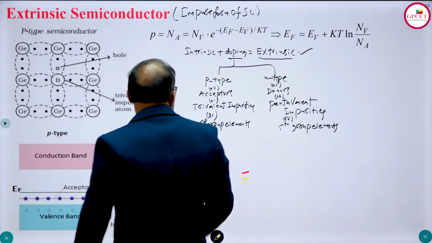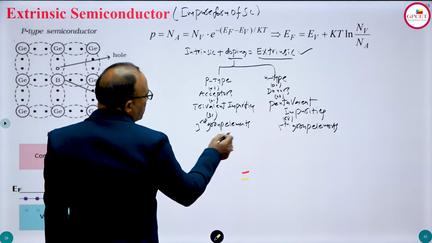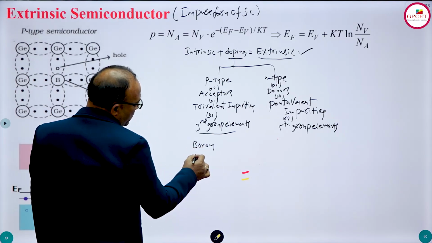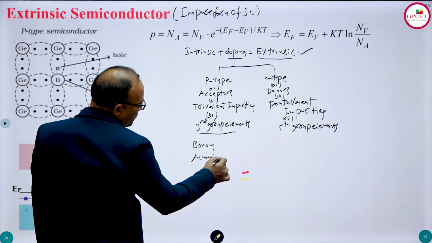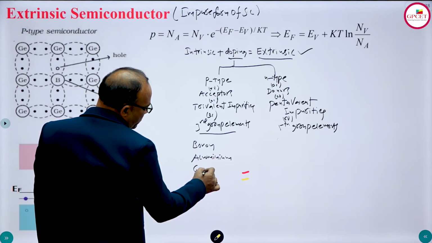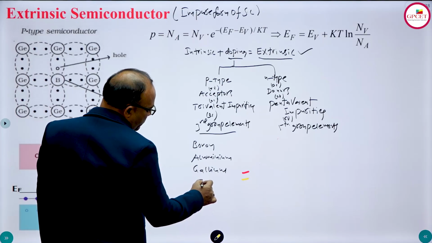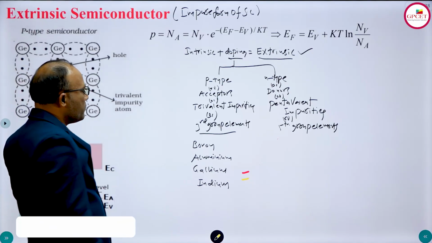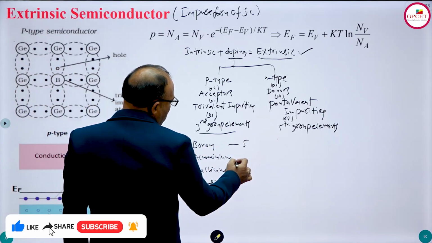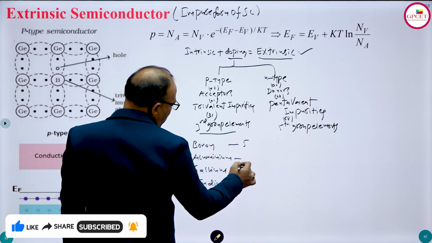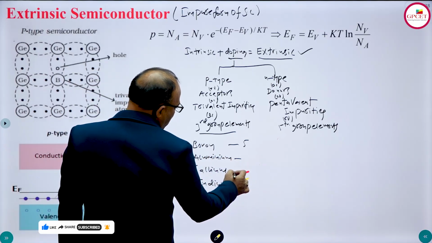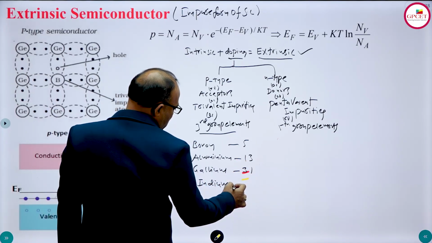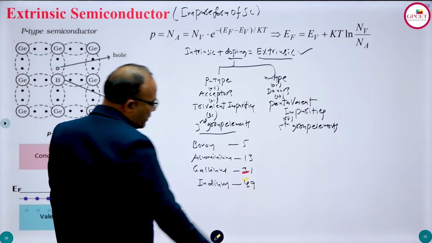For example, what are p-type dopants, acceptors, trivalent impurities, or third group elements? They are boron, aluminum, gallium, and indium. Boron, its atomic number is 5. Aluminum, its atomic number is 13. Gallium, its atomic number is 31. Indium, its atomic number is 49.